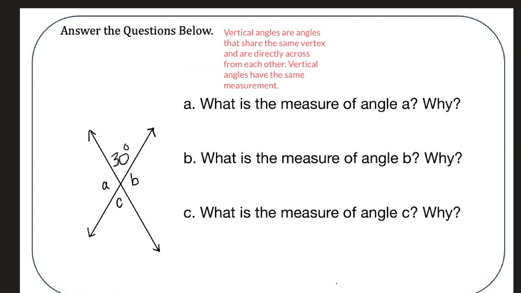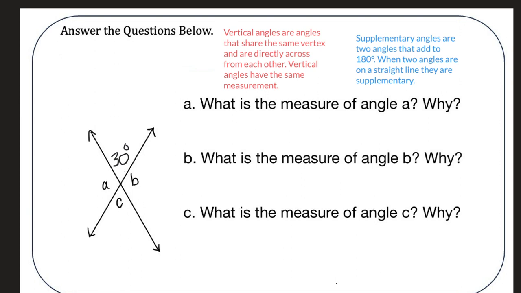The next thing we have that will help us in this problem are supplementary angles. Supplementary angles are when two angles add to 180 degrees. When two angles are on a straight line, they are supplementary. So those two facts are going to help us answer all three of these questions.